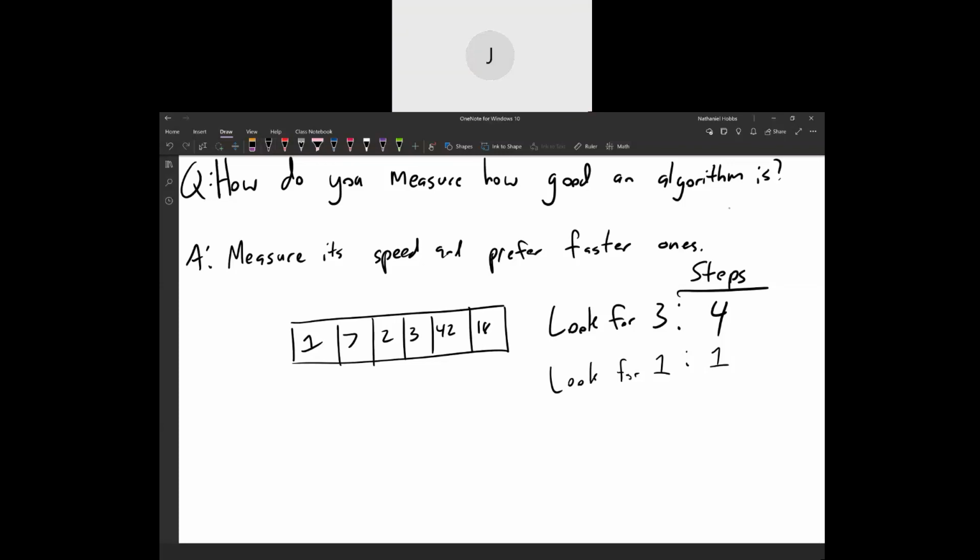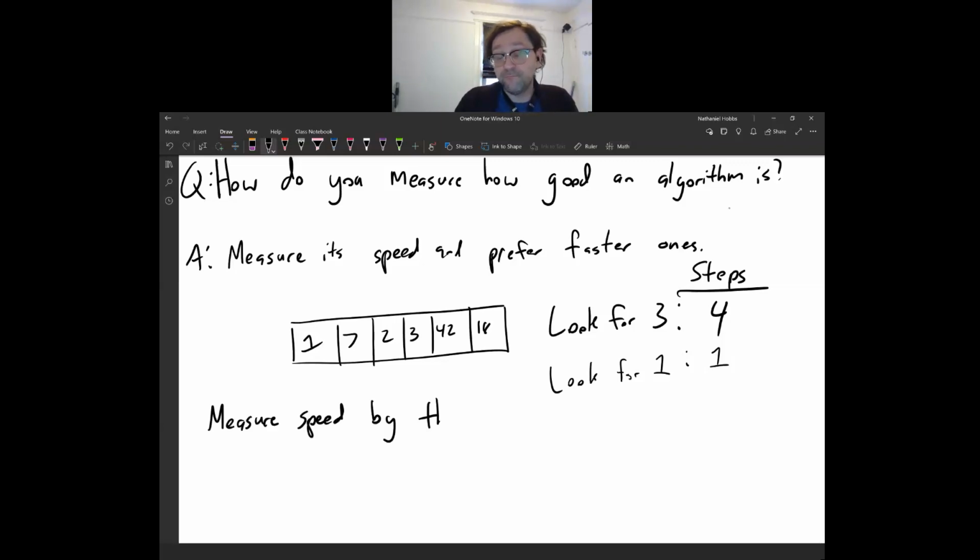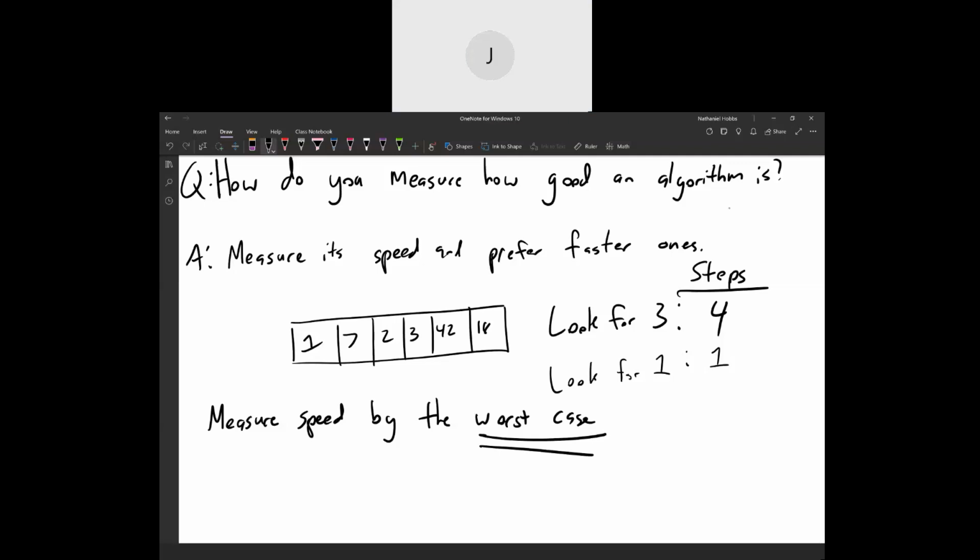Okay, so I'll just give you the answer. You measure speed by the worst case. That's how you measure the speed of an algorithm. Imagine the worst thing that could possibly happen and measure the algorithm in that way.